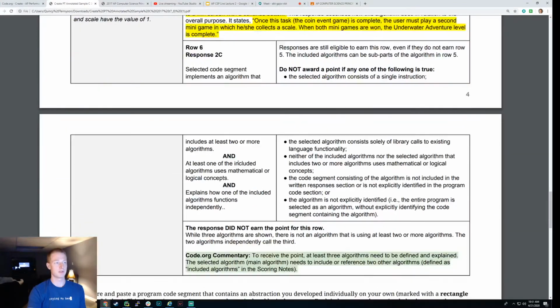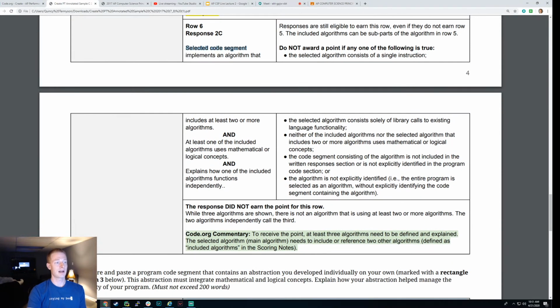But when we run into an issue, is this row 6, right? And it's that the selected code segment implements an algorithm that includes at least 2 or more algorithms. At least one of the included algorithms uses mathematical or logical concepts, and we explain how one of the included algorithms functions independently. Okay, so you've got to have that parent algorithm that calls 2 other algorithms, right? At least one of those 2 algorithms needs to have some math or some logic, and they need to be related to the purpose of the program, and you've got to explain how they work, right?